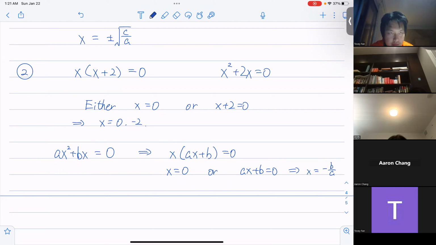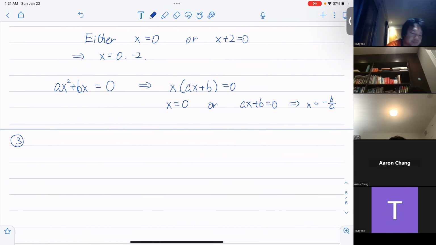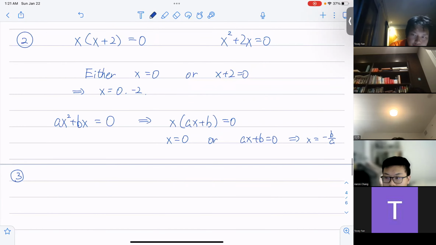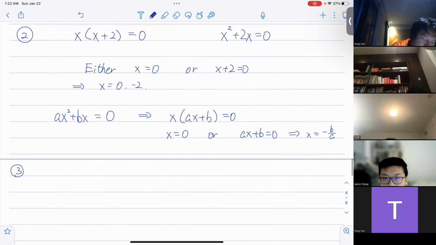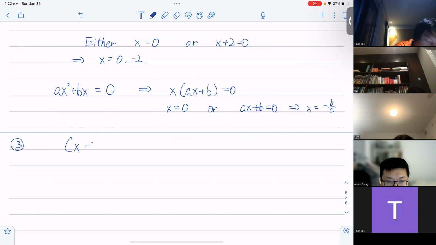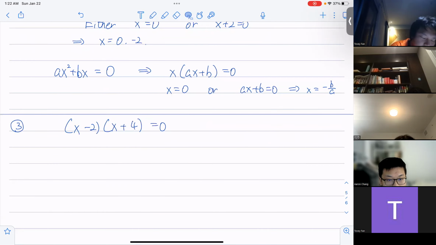Okay, so Lily, Reka, any question about this? Okay, good. Number 3. So number 3 is just very similar in form to number 2, okay? In number 2, you only have one bracket and an x, right? So in the third form, you could have 2 brackets. So for example, if you have (x minus 2)(x plus 4) equals 0. And again, 2 numbers have a product of 0, right?